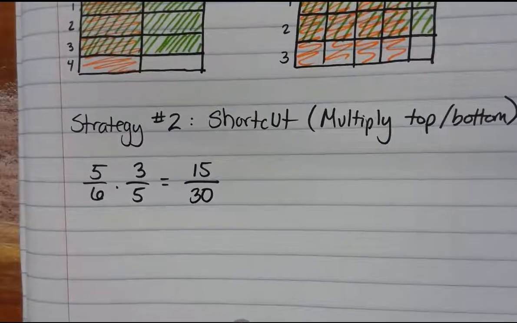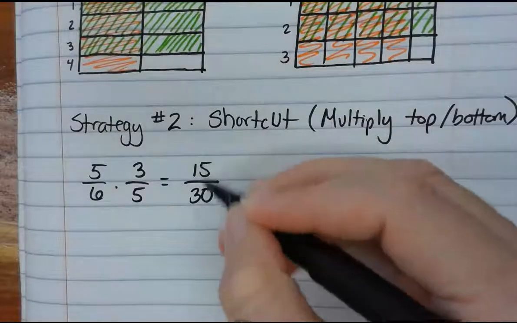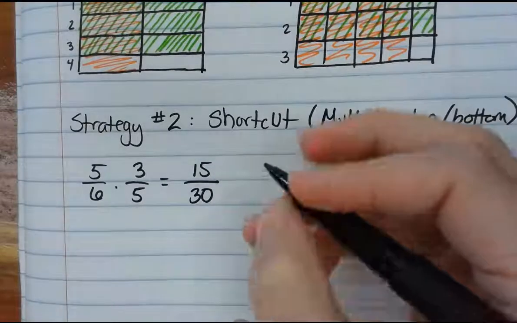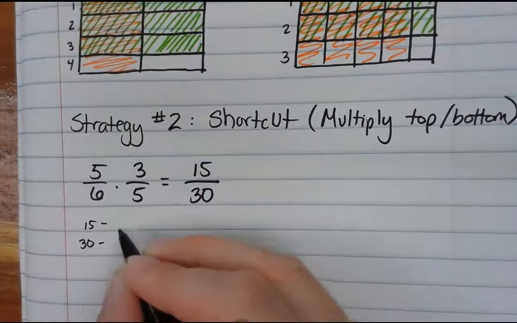Always ask yourself if you can simplify in the end. Well, it's not top heavy, so we don't have to do anything about that, but can we simplify this? And we actually can simplify it. And if you don't know your 15s and your 30 multiples, come out here to the side.